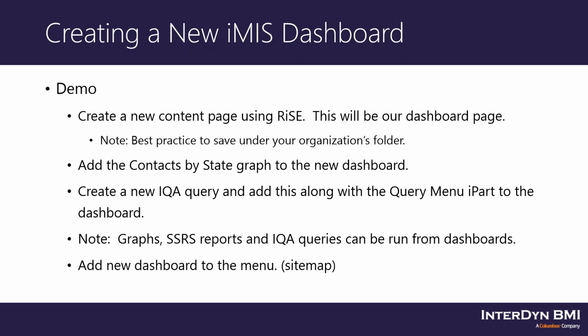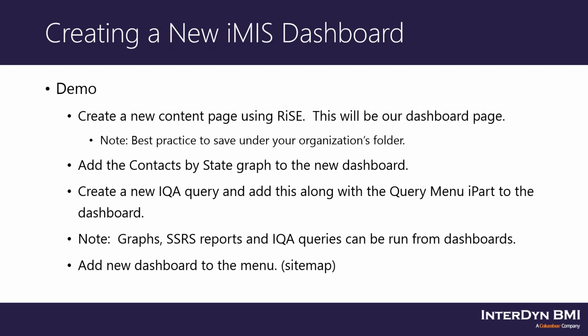So we're going to go ahead and create an IQA query, and we're going to focus on doing contacts by state. It's very simple, and then we'll actually do an additional query here in a bit. So I'll show you a couple different examples, and then we'll actually take the IQA queries that we created, and we'll use the appropriate iPart for an IQA query. We use an iPart called Query Menu. So we'll show you how to use that, and then we'll look at some of the configuration, because on each iPart we have different options that we can select.